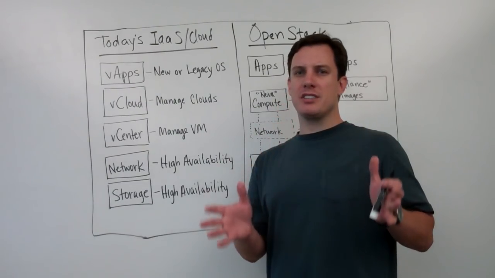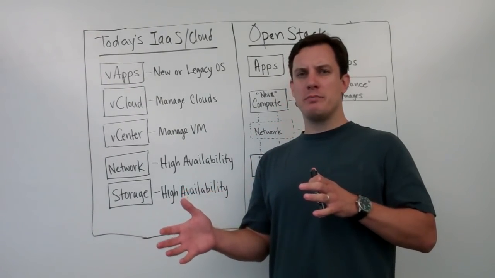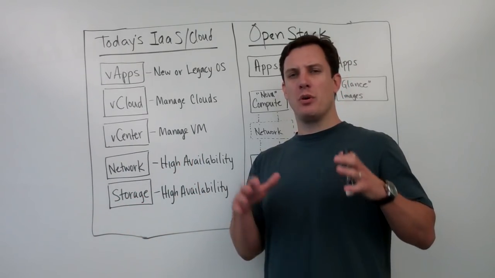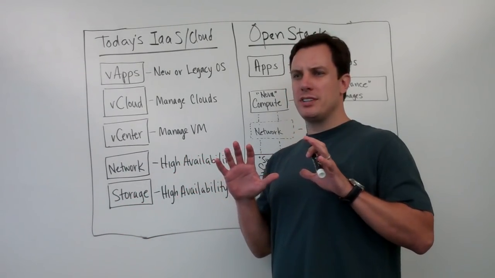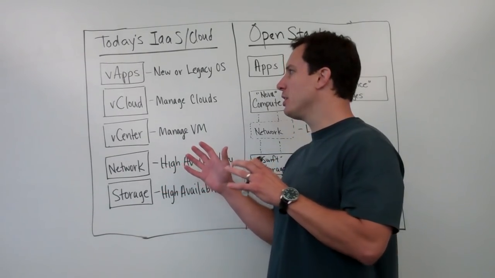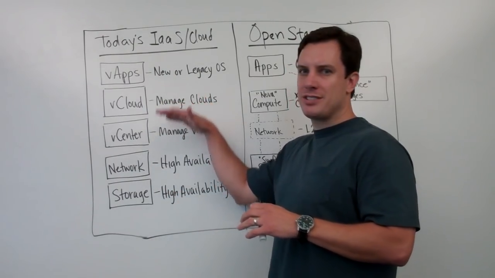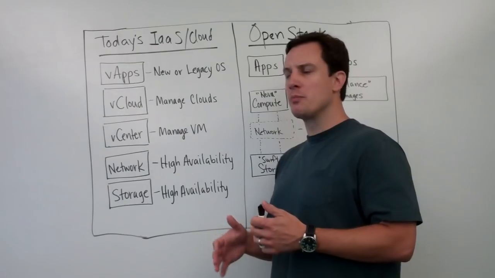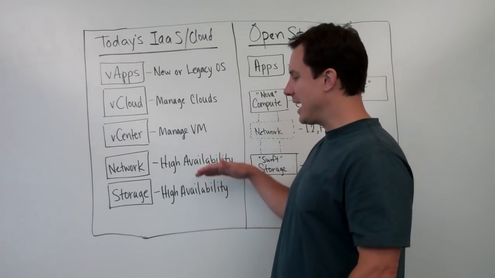Before we even get started with that, it's always good to make a comparison between something that most people understand and something new. So we're going to get started with what today's infrastructure as a service looks like from a cloud perspective. And I'm going to use VMware plus Cisco plus our storage partners type of stack, because a lot of people are familiar with that. So in today's environment, the stack looks something like this.